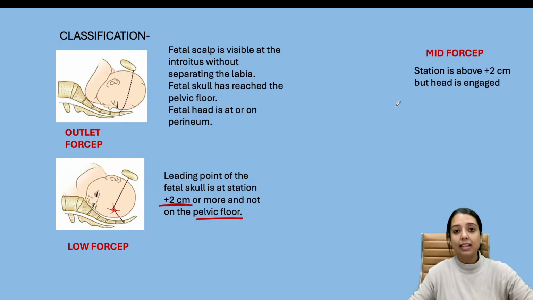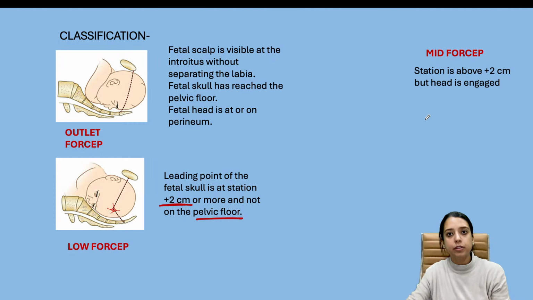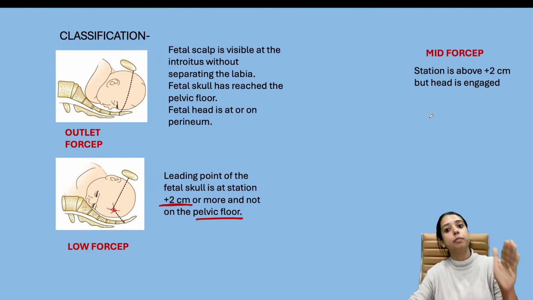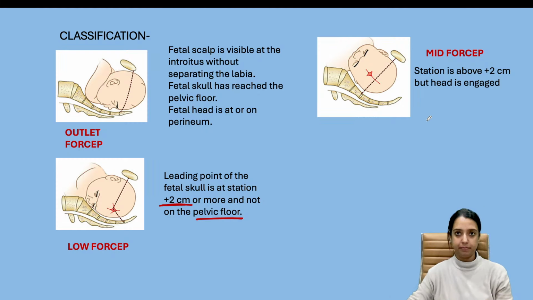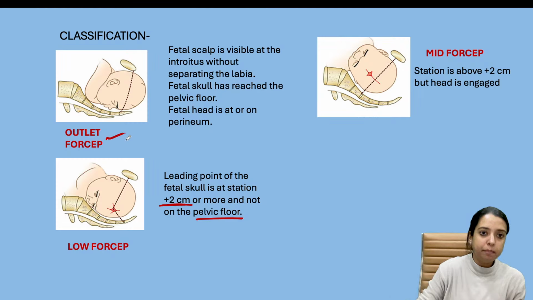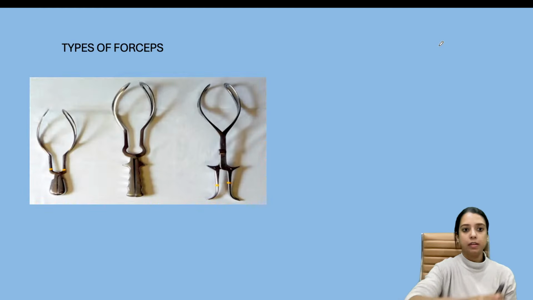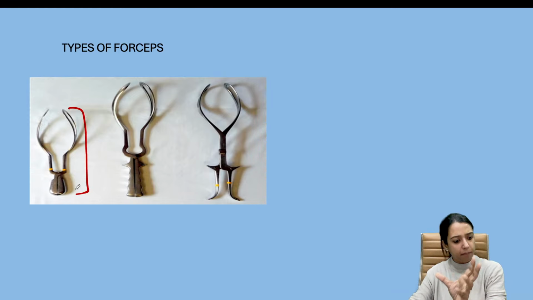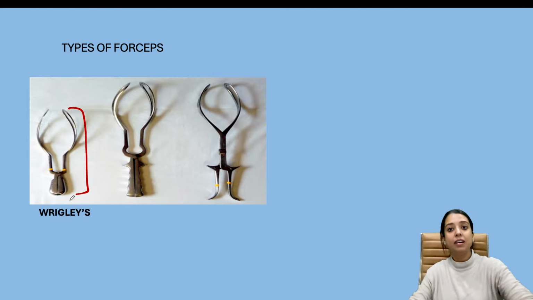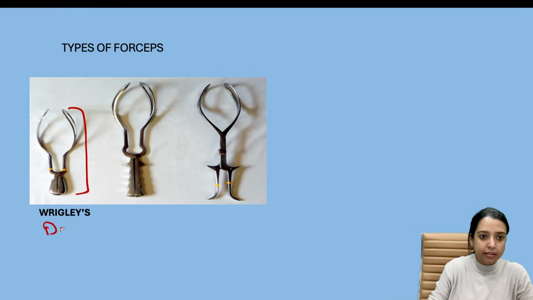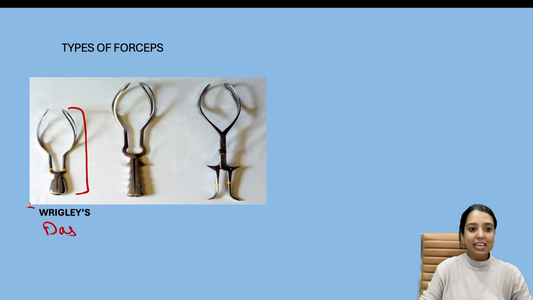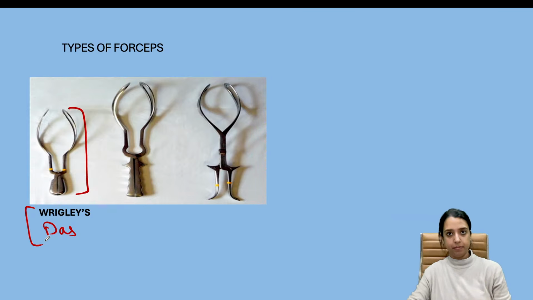And third is the head is engaged, that is the prerequisite, head has to be engaged but it is above +2, mid forceps. Now different places need different forceps. That is why we have different types. A small forceps, where we can apply only small force, is the outlet forceps. The name Wrigley's. Another Indian one is Das forceps. Wrigley's and Das are outlet forceps.